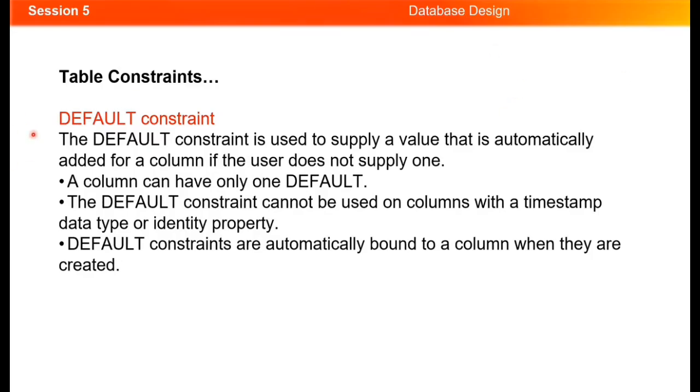And the default constraint, as the name implies, means a value is supplied automatically and added to that column if the user does not supply one. So a column can have one default value, and the default constraint cannot be used on columns with a timestamp data type or identity property. Default constraints are automatically bound to a column when they are created. So when the column is created, that's when the default is added.